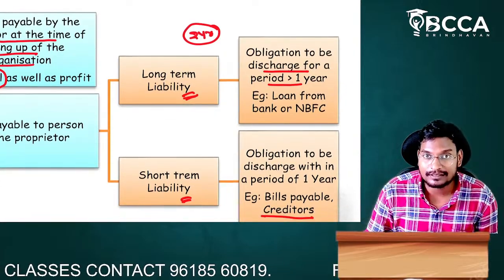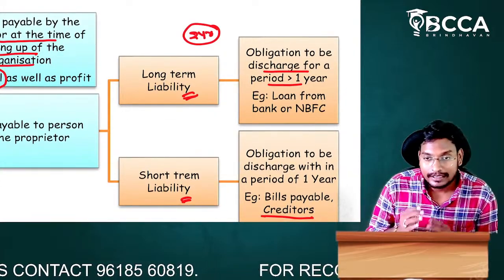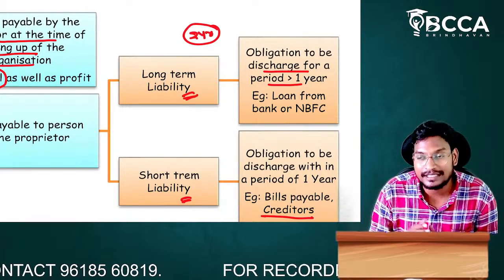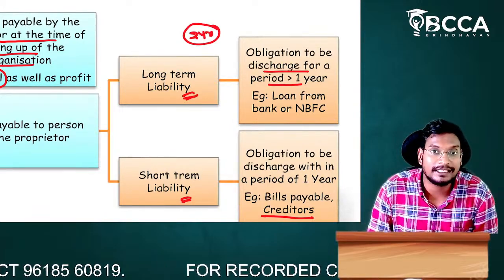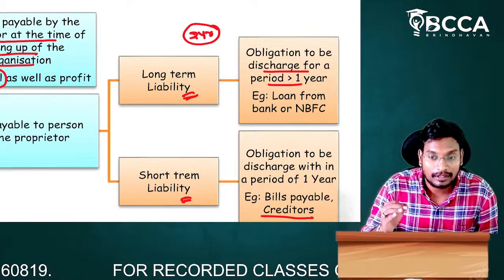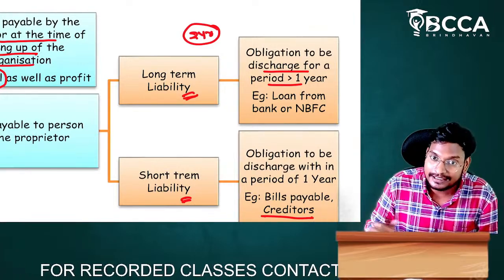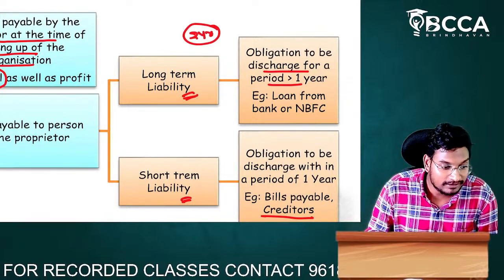Long-term liability means what, sir? We have to repay after 1 year or before 1 year, sir. Anything we have to repay after 1 year is called a long-term liability. Anything we have to repay in less than 1 year is called what, sir? That is called a short-term liability. Best example of short-term liability what, sir? Creditor. Best example of long-term liability what, sir?